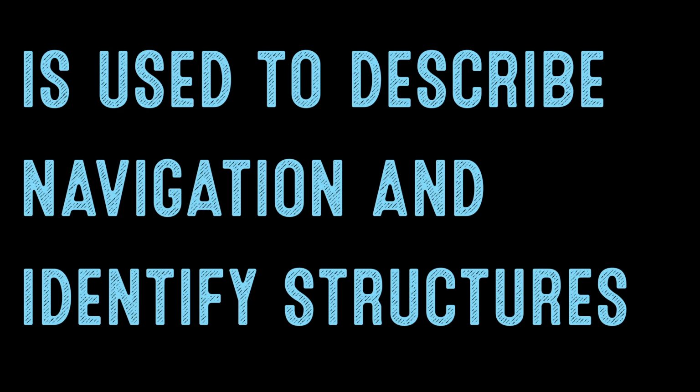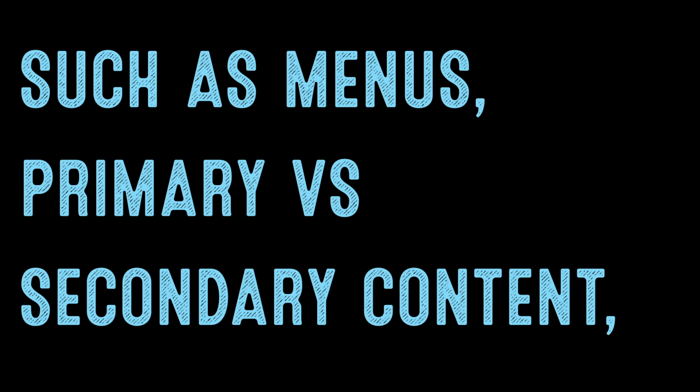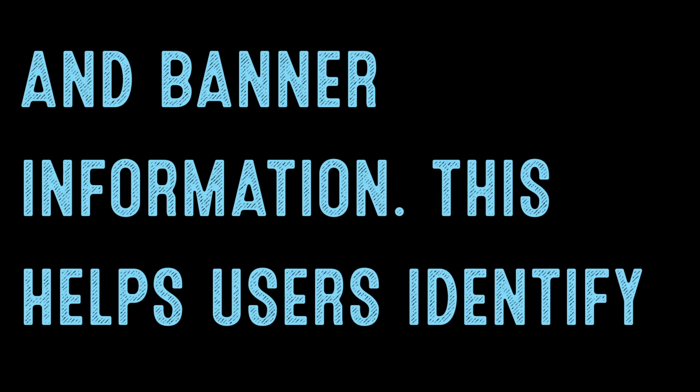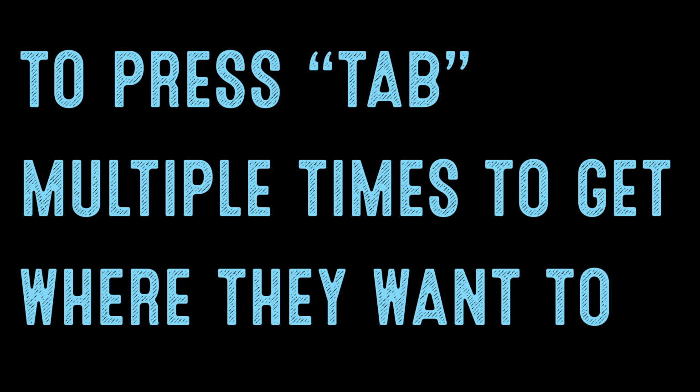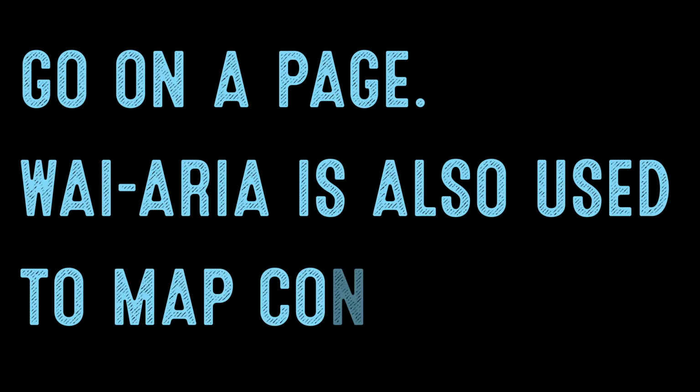WAI-ARIA is used to describe navigation and identify structures such as menus, primary versus secondary content, and banner information. This helps users identify and move region by region on a web page rather than having to press Tab multiple times to get where they want to go on a page.